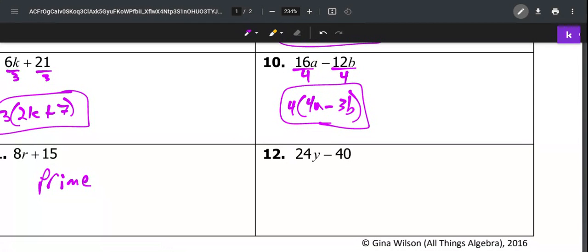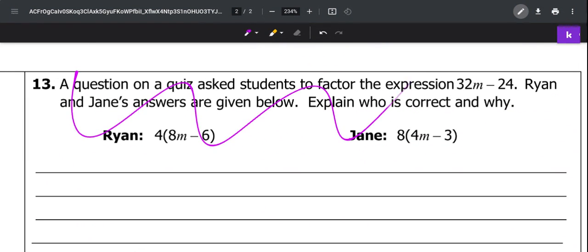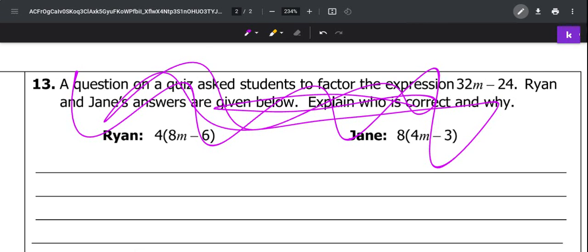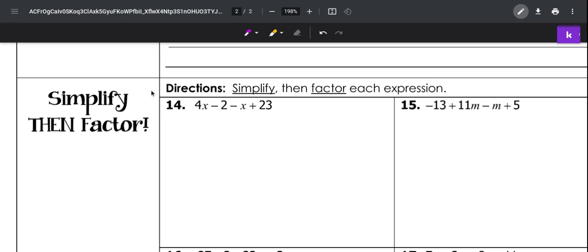Let's go to the back. And on the back, we've got, first of all, the word problem. Don't really worry about that. We'll dive into word problems later, but for now, skip that. This is the last part. So we want to simplify and then factor.